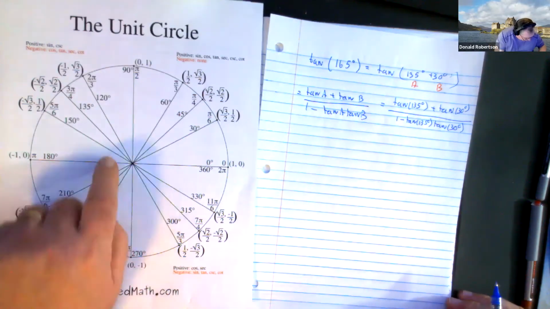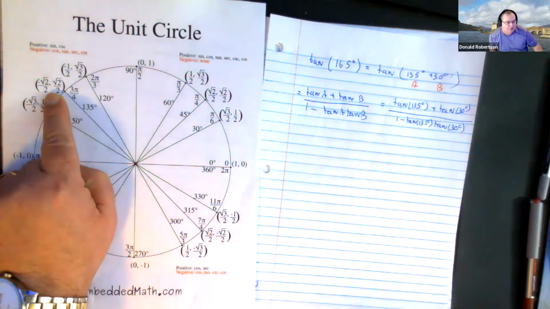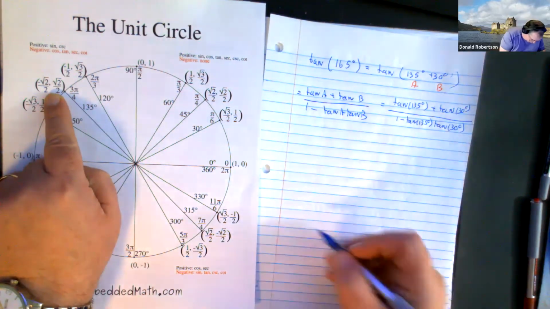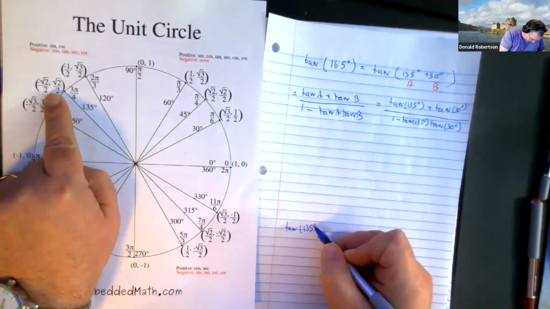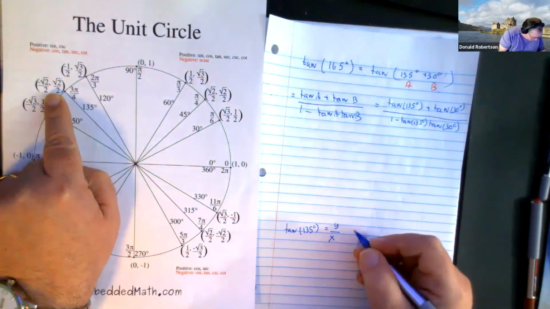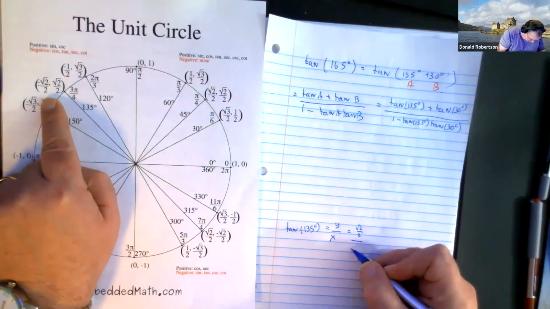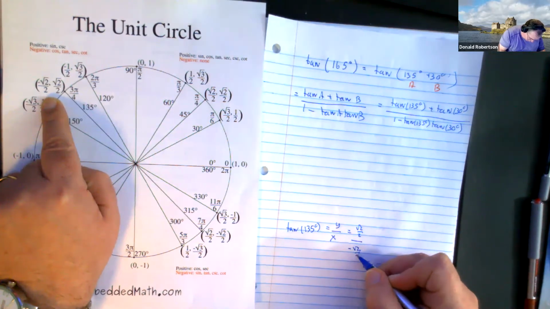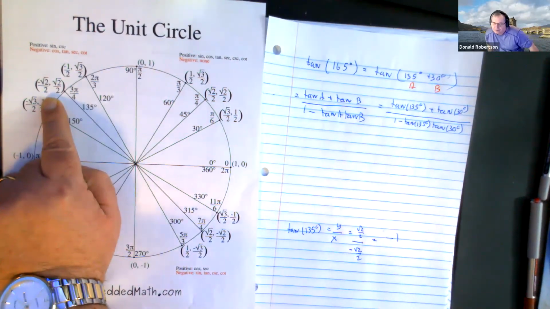Okay, if we find 135 degrees, it's this one, right? I should do this down here. The tan of 135 degrees is the y coordinate divided by the x coordinate. The y coordinate is √2/2, and the x coordinate is -√2/2. Can you trust me that you get -1 when you're finished? You okay with that? The tan of 135 is -1.